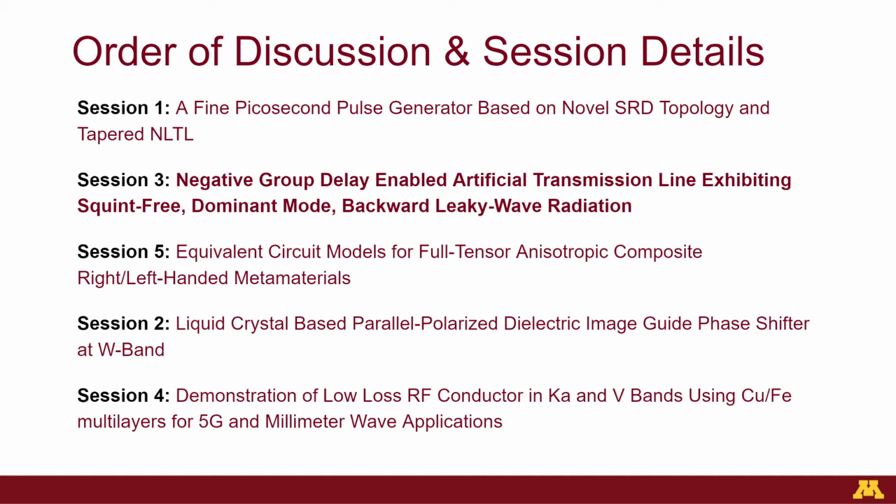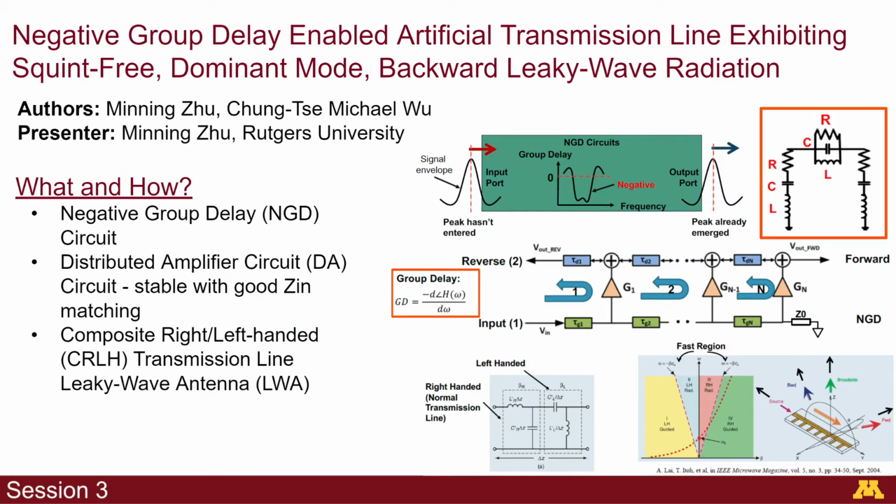Following Session 1, we'll now move on to discussing Session 3, the negative group delay enabled artificial transmission line exhibiting squint-free dominant mode backward leaky wave radiation. This session was authored by Minning Zhu and Chung-Si Michael Wu.